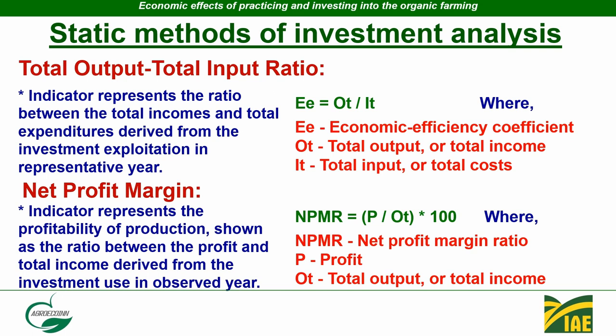Net profit margin represents the profitability of production shown as the ratio between the profit and total income that derive from the investment exploitation in observed year. It is calculated according to the following formula. Investment could be considered justified if the value of gained ratio is greater than calculative interest rate, or sometimes the current interest rate on the capital market.